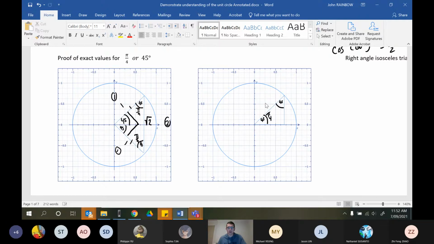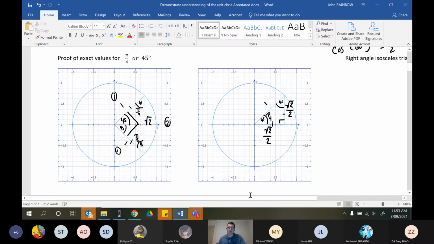Okay, so we know that this is 1. This was root 2. What have we done? We've halved it. So this length is root 2 over 2. We've halved it. And because now this is a right angle triangle and we've actually made an isosceles triangle there, this needs to be root 2 over 2.